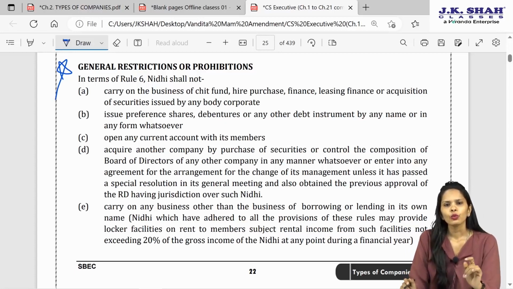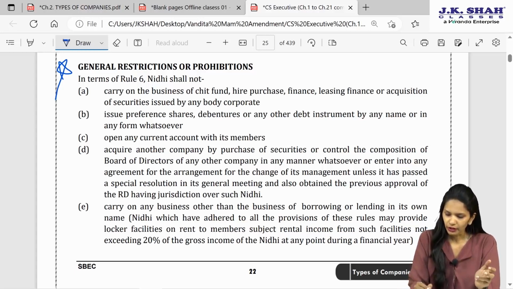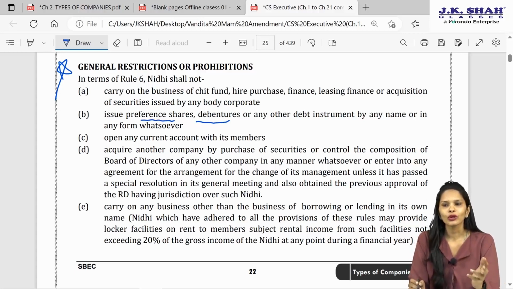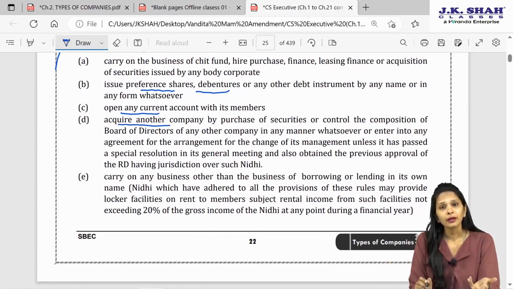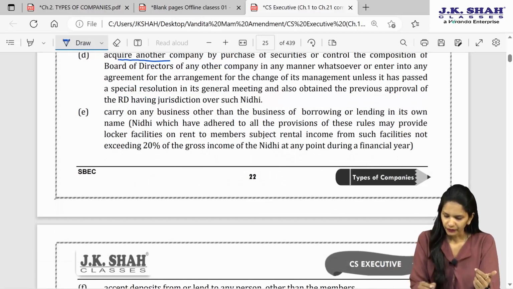Rule 6. So what all things can a Nidhi company not do? Nidhi company cannot do hire purchase, chit fund business, leasing, finance, acquisition of securities, because it can do only and only lending and borrowing, that too only and only among its members. Secondly, it cannot even issue the preference shares or debenture or any other security, because it can issue only and only equity shares. After that, it cannot open any current account with its members. It cannot acquire shares of any other company. But if it wants to acquire, it has to pass a board resolution, shareholders resolution, and take the RD approval.